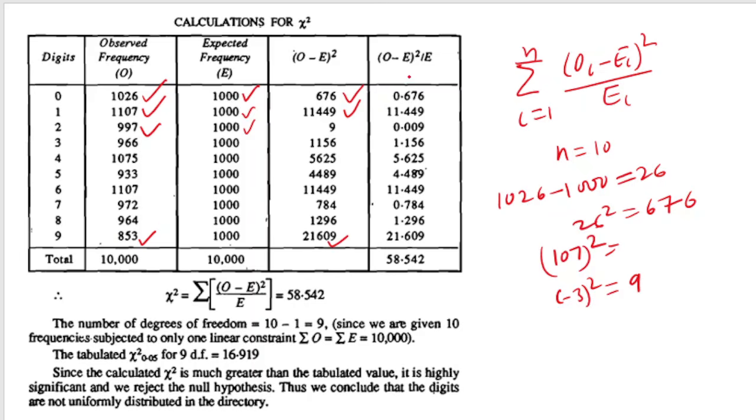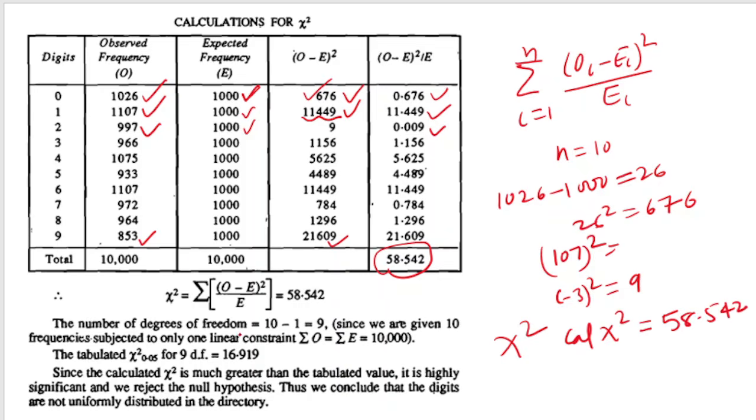Then in this column, we are going to calculate (O minus E) squared divided by E, or (Oi minus Ei) squared divided by Ei. So 676 divided by 1000 will give me 0.676. Then this number divided by 1000 will give me this. 9 divided by 1000 will give me this. So we get all these 10 values, and in the end we have to find the summation. So the summation is 58.542. This is how we have calculated the chi-square. This is the calculated value of chi-square. And what is the degree of freedom?